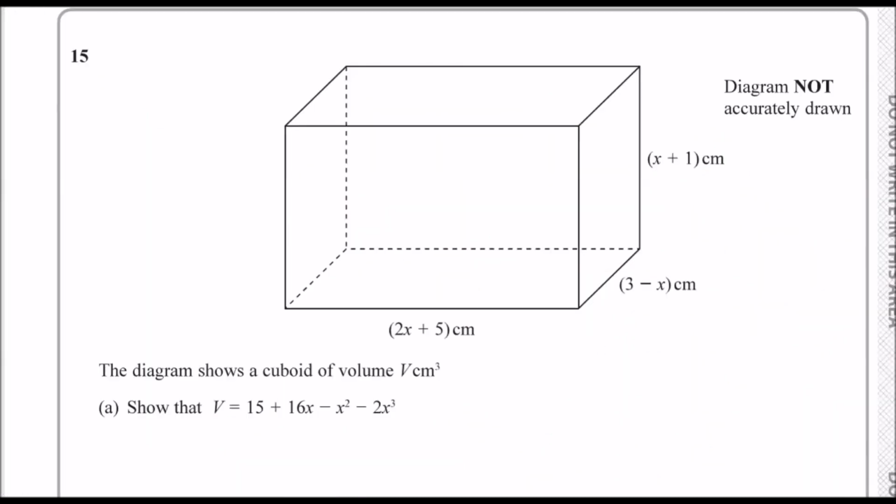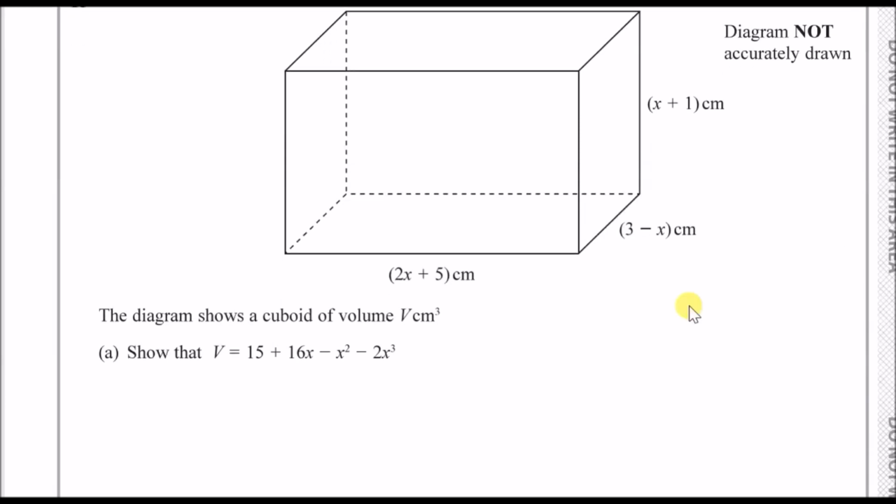All right, number 15. So the diagram shows a cuboid of volume V, and it looks like we got lengths given in terms of x's, okay? So this looks like a purely algebraic question. Now, A tells us to show that the volume can be represented by this cubic equation. Oof. All right, so it looks like it's going to take a while.